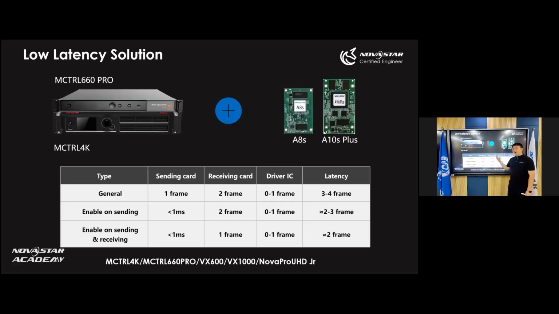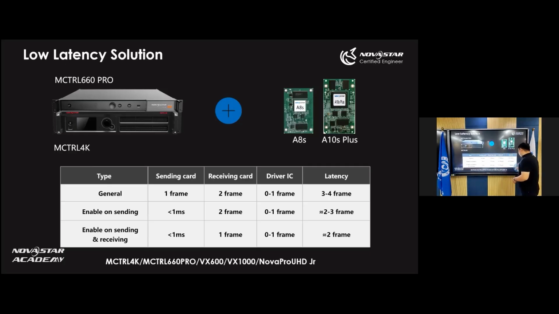So here is a comparison where we enable or disable the latency. For a general project, there will be 1 frame latency on the sending card part, and also 2 frames latency on the receiving card part, because these two models both need to process the data. And for the driver IC, we also have maybe 0 or 1 frame latency. So maybe you have some doubts: why 0 to 1 frame?